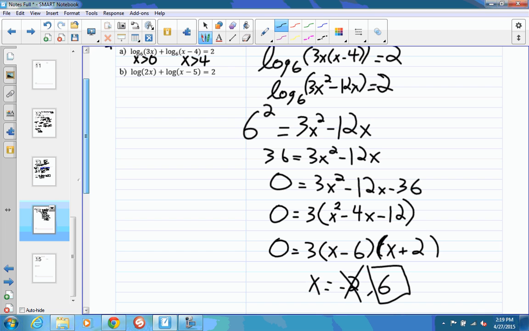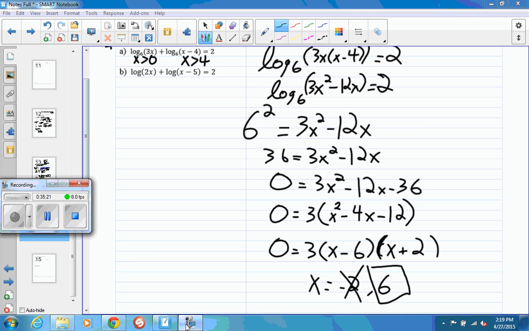Gotta check. I can only give you partial credit if you don't check. You give me extraneous solutions. Got to check. That's nice. You don't have to actually do any math. You just look at your domain. Do the next one on your own.